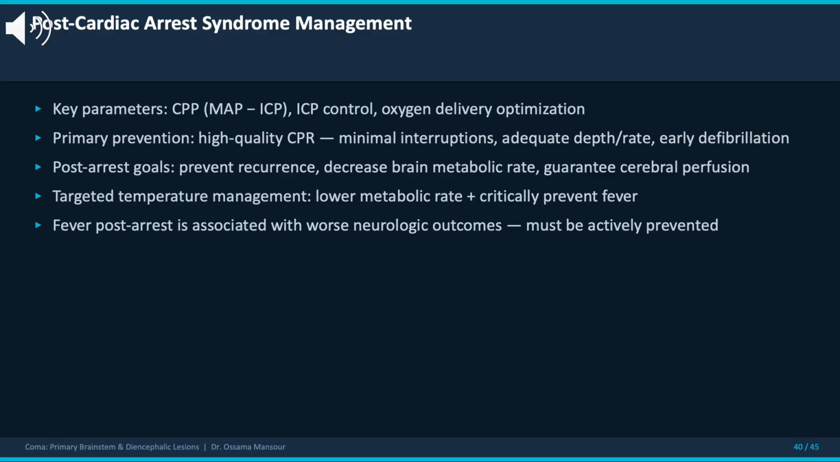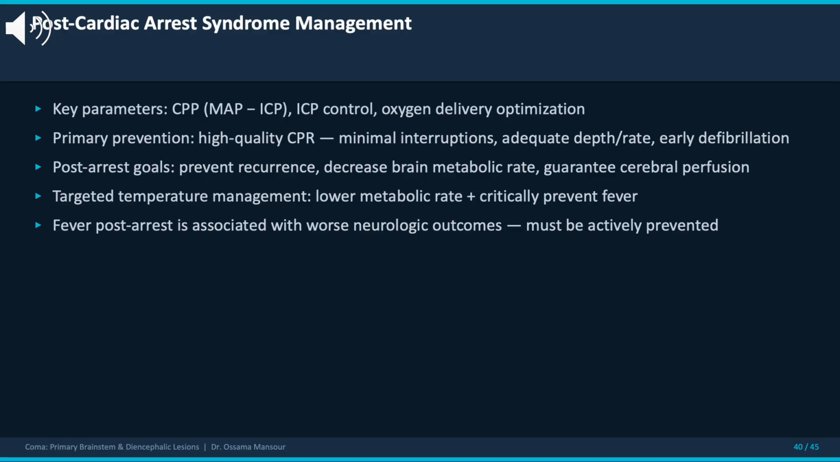Once spontaneous circulation has been achieved, the fundamental goals of post-arrest care are threefold. First, to prevent recurrence of cardiac arrest by identifying and treating the precipitating cause. Second, to decrease the brain metabolic rate, reducing the oxygen and glucose demands of the injured brain. And third, to guarantee proper cerebral irrigation through maintenance of adequate blood pressure and oxygenation.